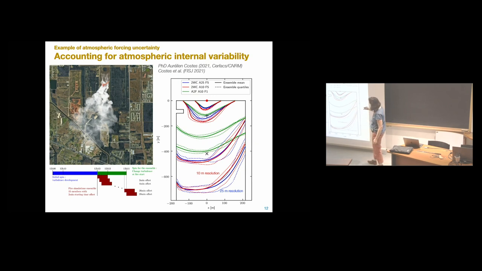So the fire is ignited here in red. Don't look at the green, just focus on the red and blue simulations, which are two different resolutions. For instance, for the red at 10-meter resolution for the atmospheric model, you have the ensemble mean fire front, and you have the envelope, so the spread within the ensemble. So you see that the envelope of the 10-meter resolution ensemble has the same spread as the difference between the 10-meter resolution and the 25-meter resolution.